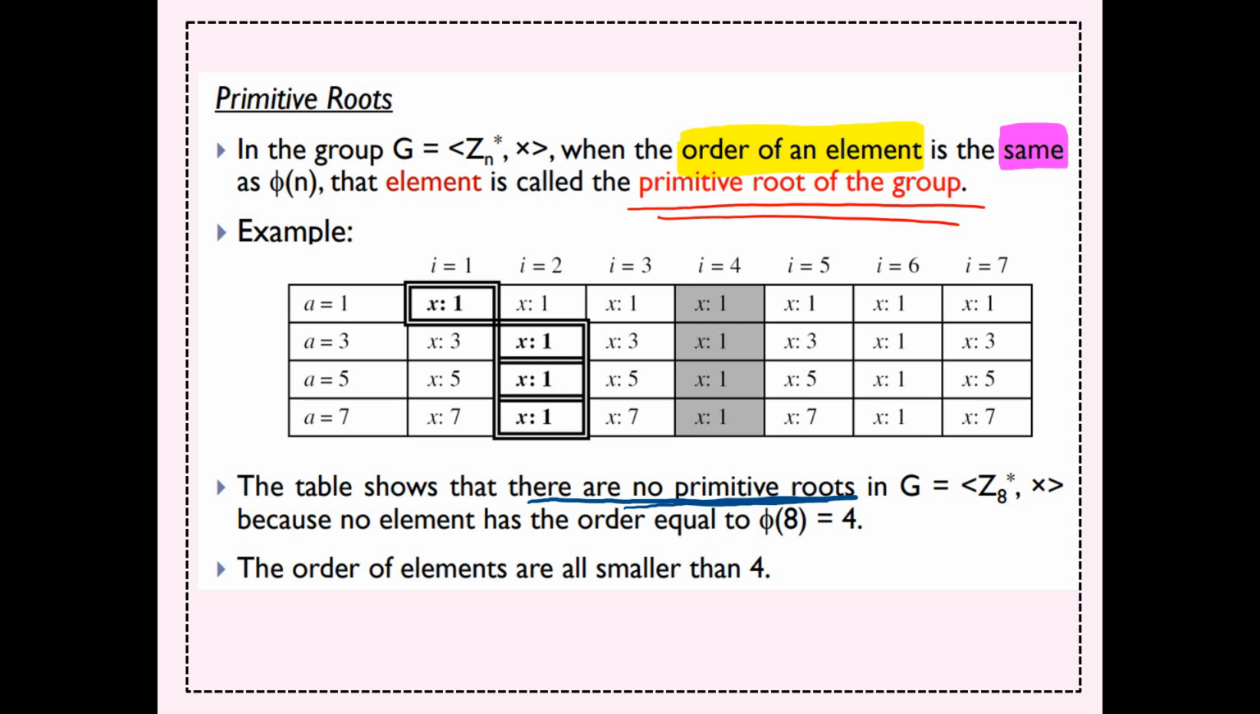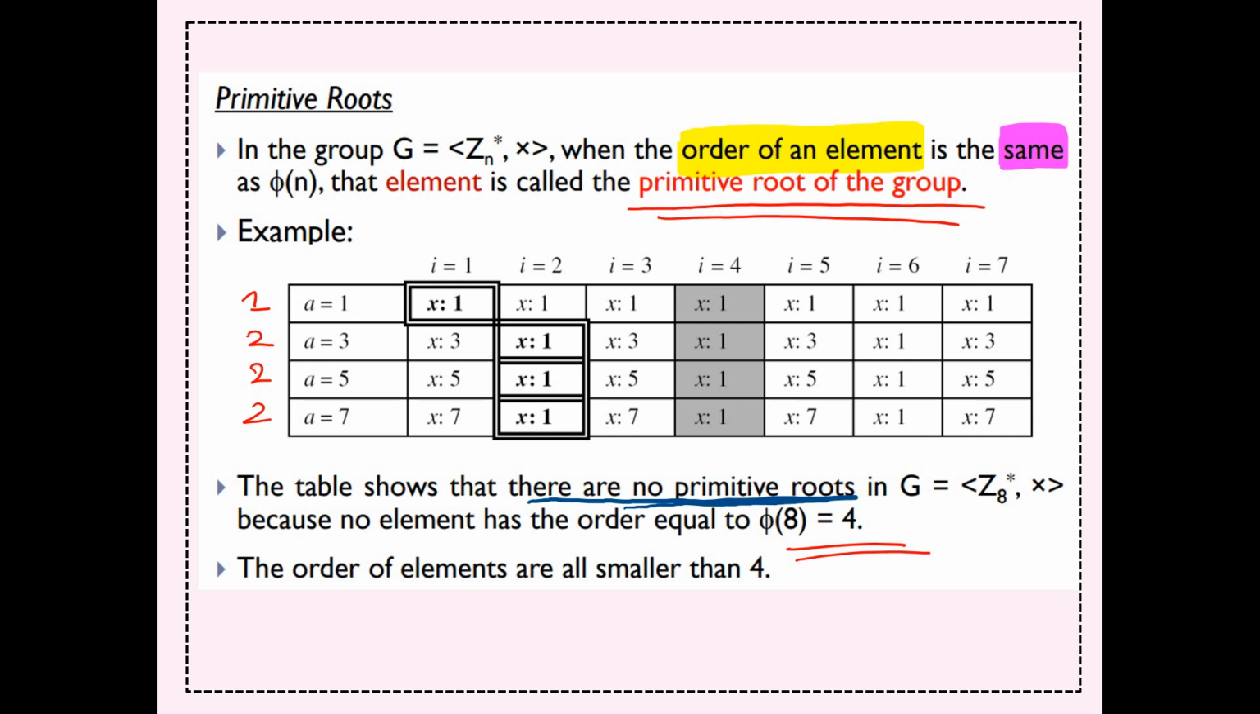I'll repeat once again. Z8 has 4 elements, which we have already seen in the previous slide, and we have found this table also. But as we are observing, the order of this is 1, for this it is 2, for this it is 2, and this is equal to 2. So the maximum order of an individual element, if you consider, is 2, whereas the phi n value is coming as 4. So hence we can say that for Z8 there exist no primitive roots.